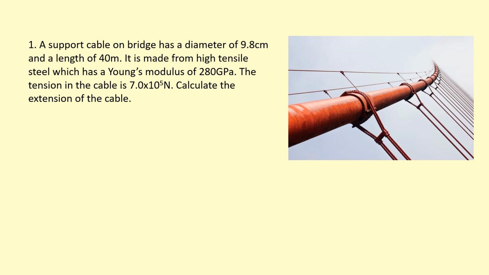Okay, so I'm going to draw a cylinder, because the word diameter gives it away. The cross-section area is a circle and the length is 40 meters. So I'm going to label that on. I've got the diameter 9.8 times 10 to the minus 2 meters and the length is 40 meters. I'm going to find the cross-section area first, because I know you have to use that to find the stress.